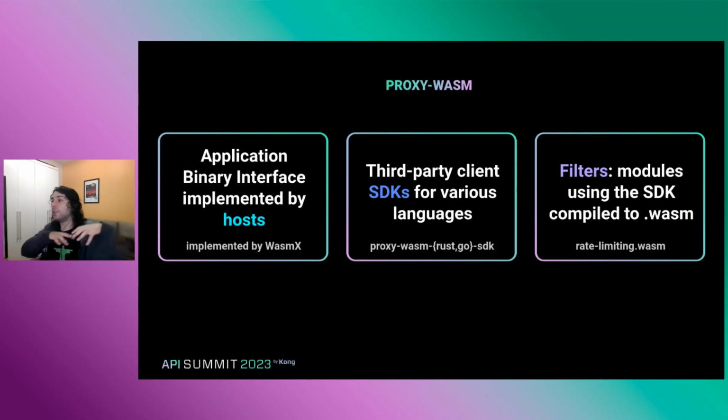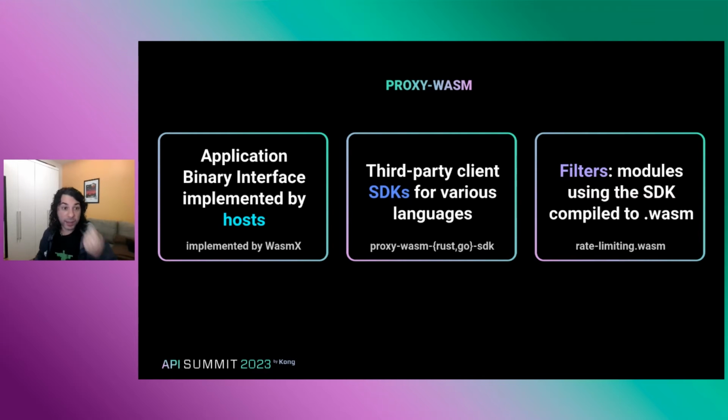Right. So once you take your Rust or Go code and you write your filter logic, you use this SDK in order to do proxying calls, and it gets compiled into the WASM file. What you have effectively is a filter. So these are modules using the SDK that are compiled to WASM. So you'll have something like rate limiting.wasm, if you implemented a rate limiting filter.